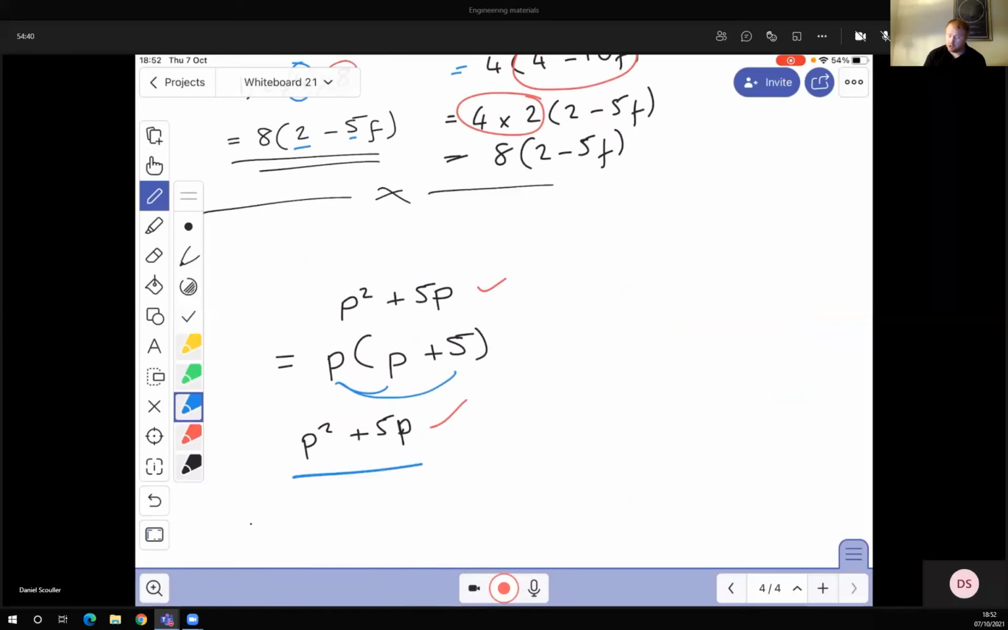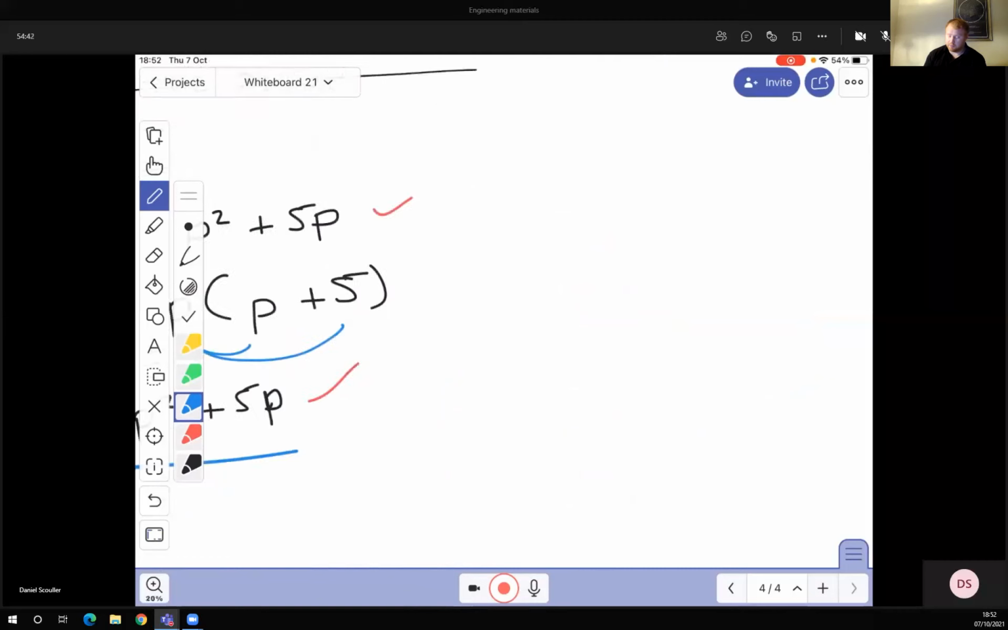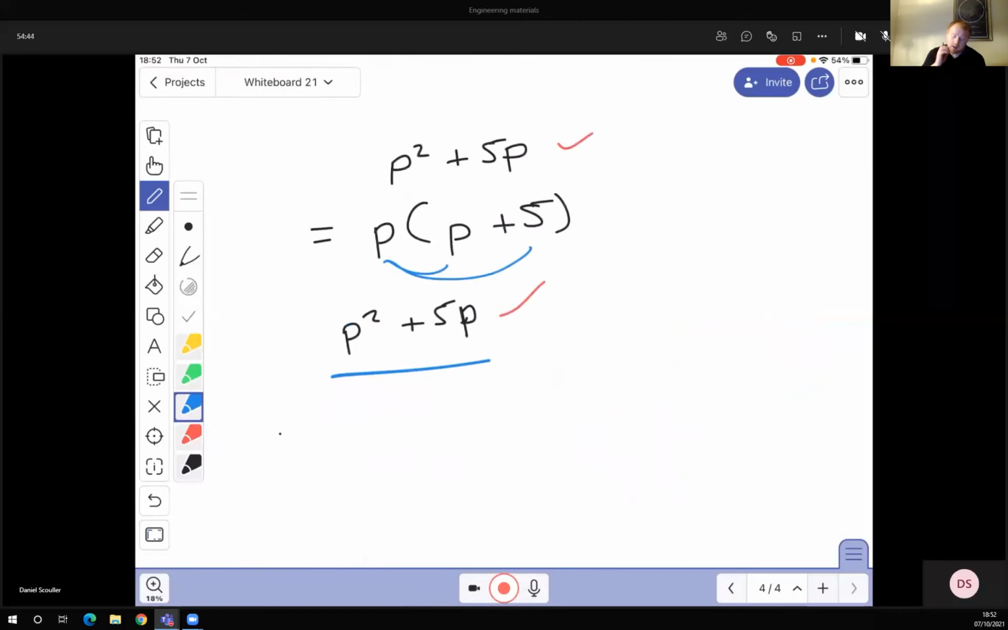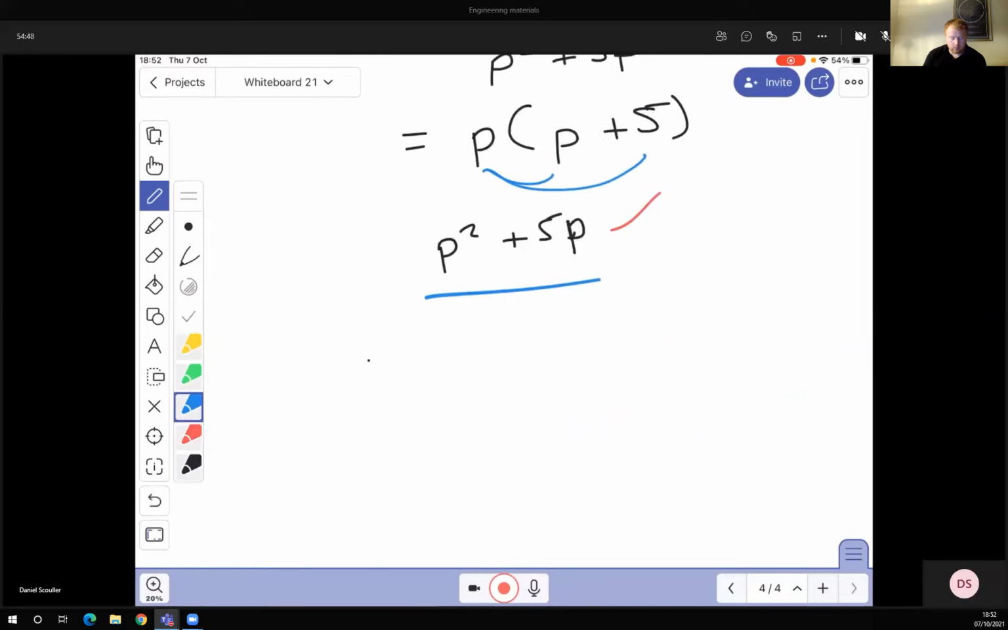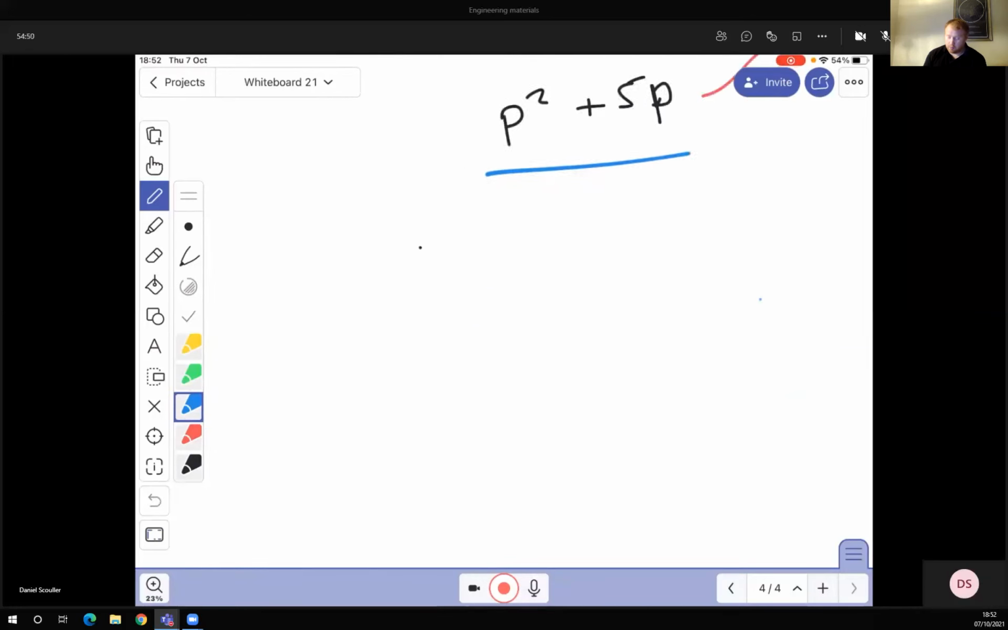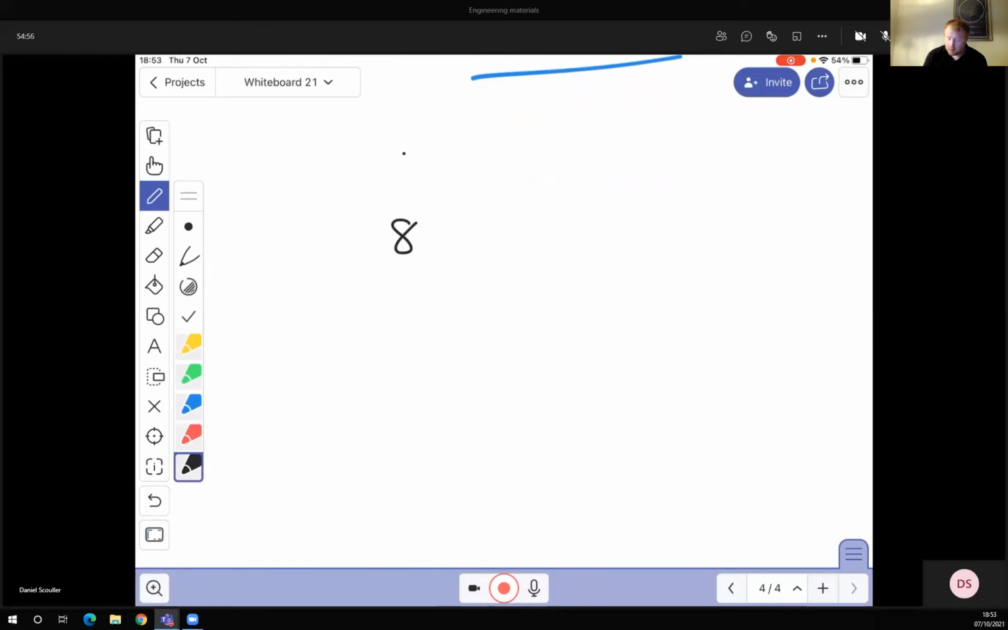Okay, so we check there. Perfect. We'll do that one. So we'll have a wee look. We'll throw in a number and a letter. So let's look for 8h squared, 16h.